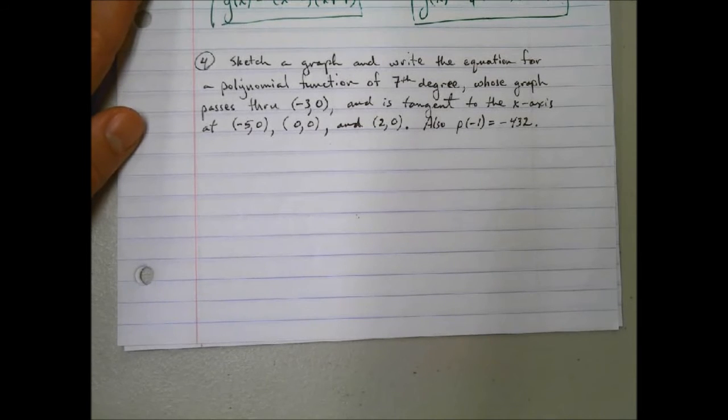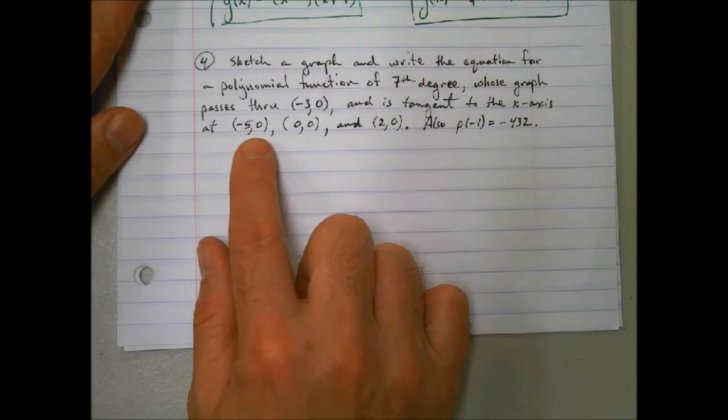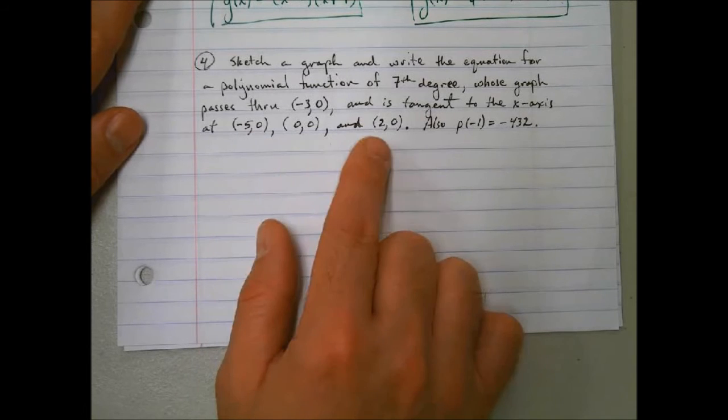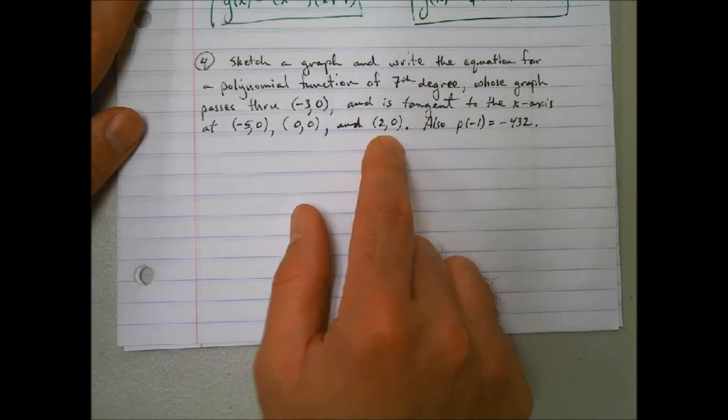So if the curve is tangent to the x-axis, it's just touching the x-axis at one point. So touching the x-axis, that's bouncing off the x-axis. So bouncing off the x-axis, those are going to be even multiplicity. So negative 5, 0, you've got even multiplicity there. The origin, you've got even multiplicity there, and even multiplicity at 2, 0.